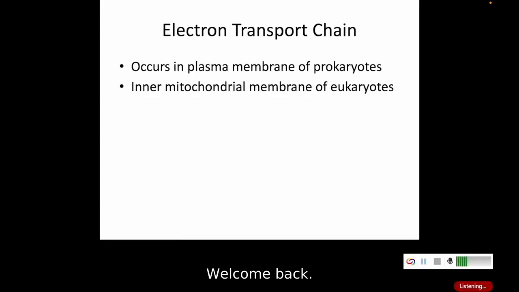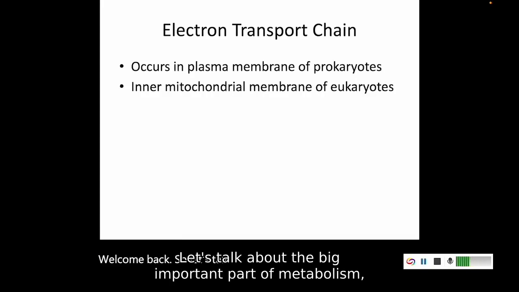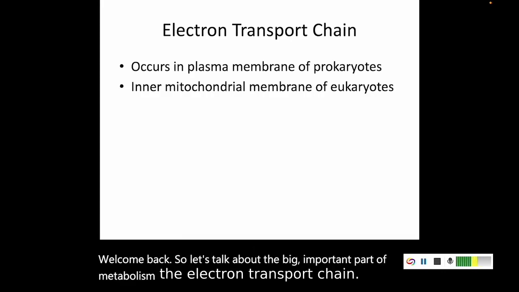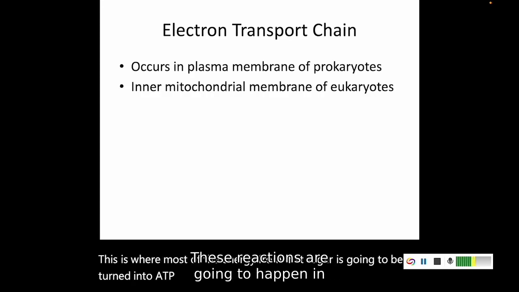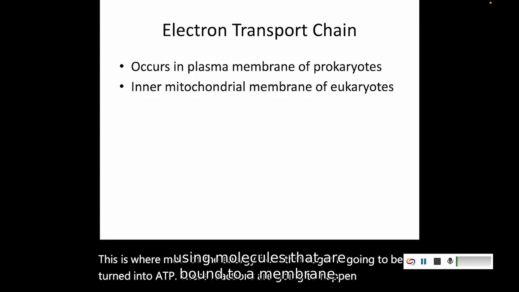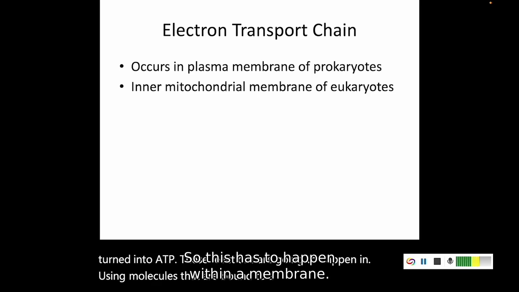Welcome back. So let's talk about the big important part of metabolism, the electron transport chain. This is where most of the energy from that sugar is going to be turned into ATP. These reactions are going to happen using molecules that are bound to a membrane. So this has to happen within a membrane.